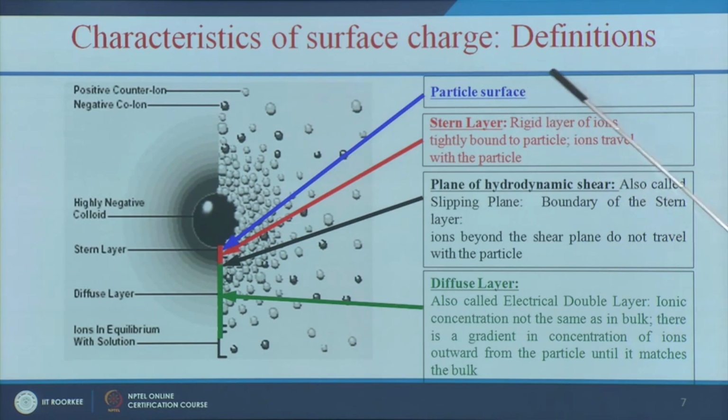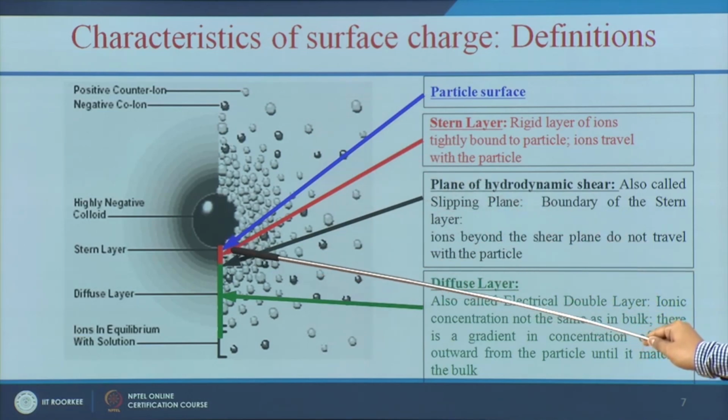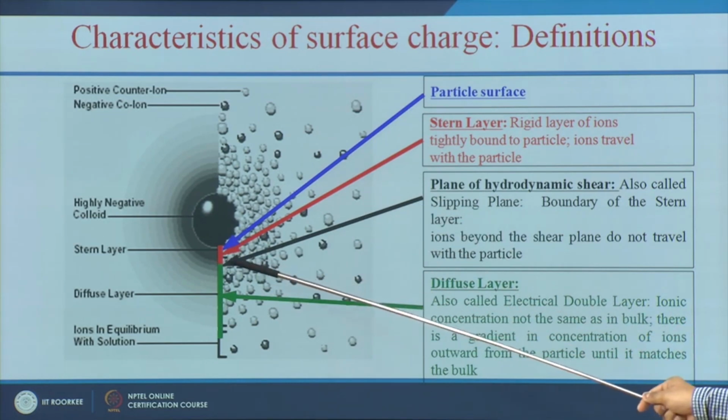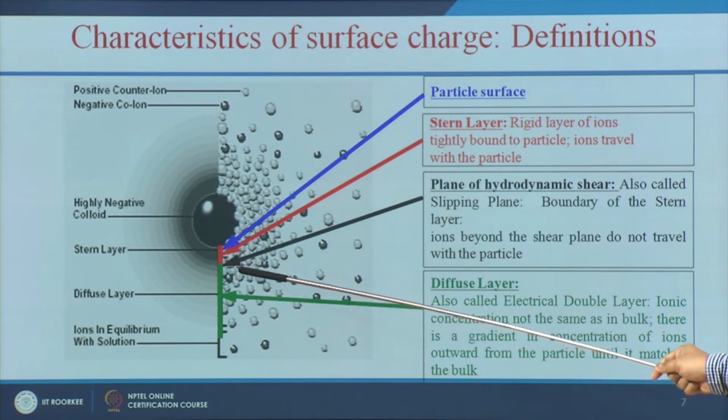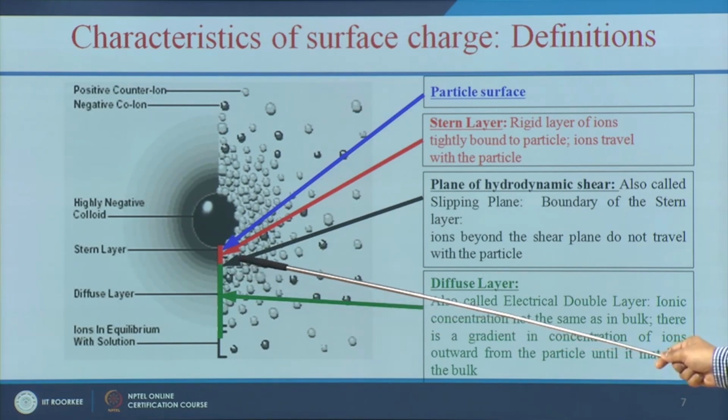Before we understand what zeta potential is, let us see some definitions. This is your highly negative colloid metal particle. The blue color is the particle surface, and the red color is the stern layer. This stern layer is a rigid layer of ions which is tightly bound to the particle, and these ions travel with the particle. This black colored line is also called the slipping plane, or the plane of hydrodynamic shear.